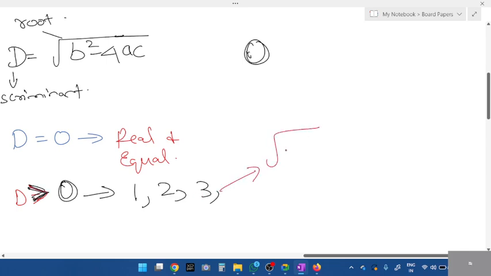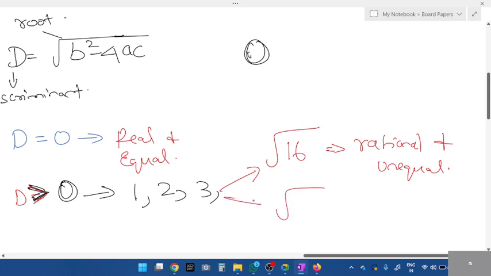If you get a square number, square root of 16, is this rational or irrational? It's rational. And D is not equal to 0, student. So you write rational and unequal. We write unequal because it is not equal to 0. Root 16 is not 0 and it is a rational number. What if I write root 18? Rational or irrational? It is irrational and unequal. If it is 0, real and equal.